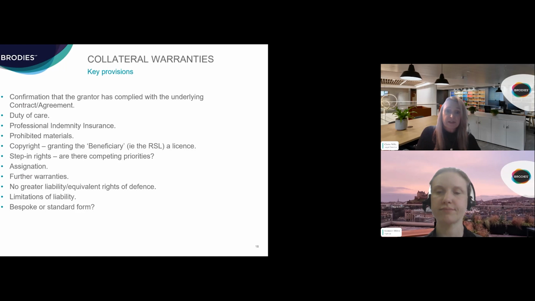They will usually give the beneficiary, i.e. the RSL, a copyright license to use any plans that they've prepared in connection with their appointment. There might be step-in rights for the RSL. The RSL will usually be entitled to assign the warranty to a third party. So if the RSL sells on the housing to another party, they can transfer the benefit of all the collateral warranties to whoever they sell the completed units to. And there'll also be things like limitations of liability, etc., that might also be covered in the collateral warranty.